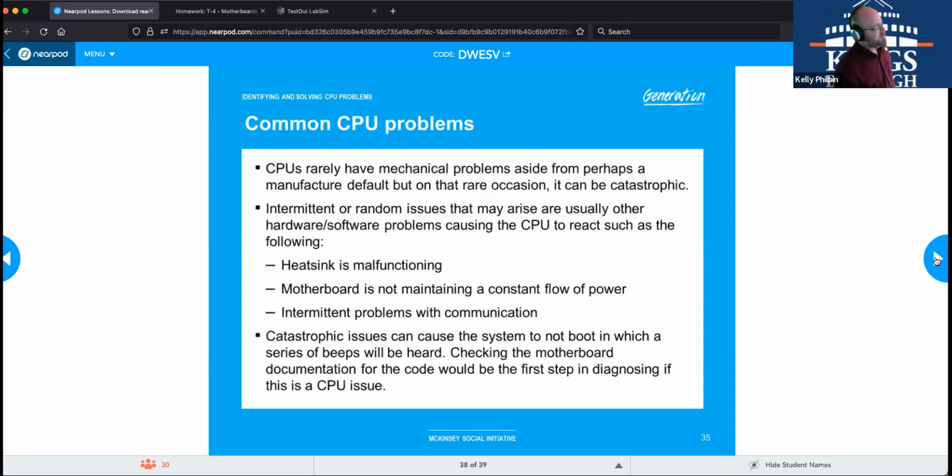Another issue could be the motherboard itself is not maintaining a consistent flow of power. So the CPU is not getting the power it needs, and that can cause it to crash. And then there are some intermittent communication issues as well.